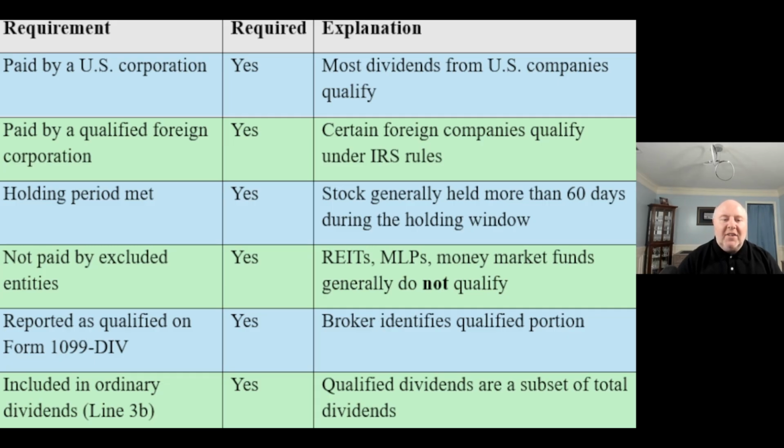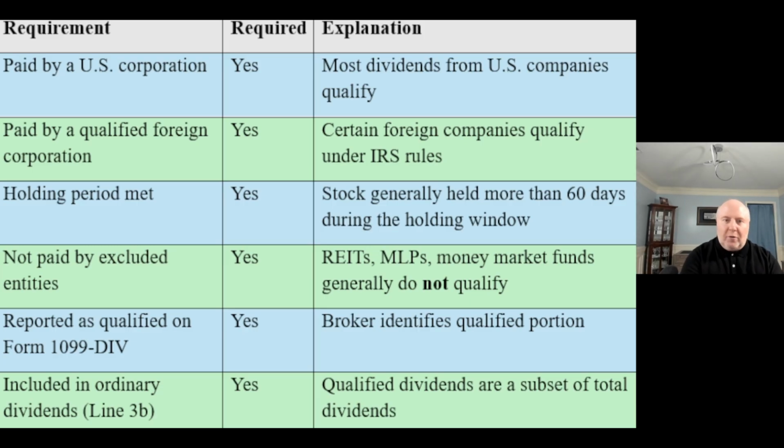The next thing is it's not paid by a prohibited entity, so nothing like a money market fund. They generally don't apply here. You have to have a 1099-DIV, and your broker is going to say which ones qualify as qualified dividends, that you held them for the proper amount of time. That's what you use to complete your 1040 and put on line 3A as a qualified dividend.